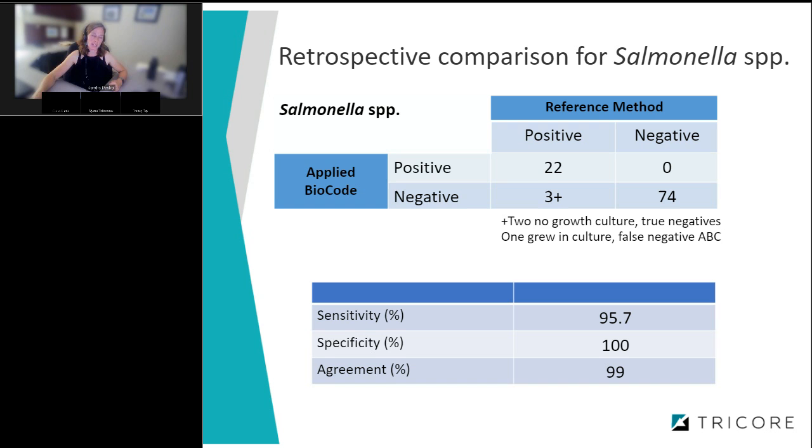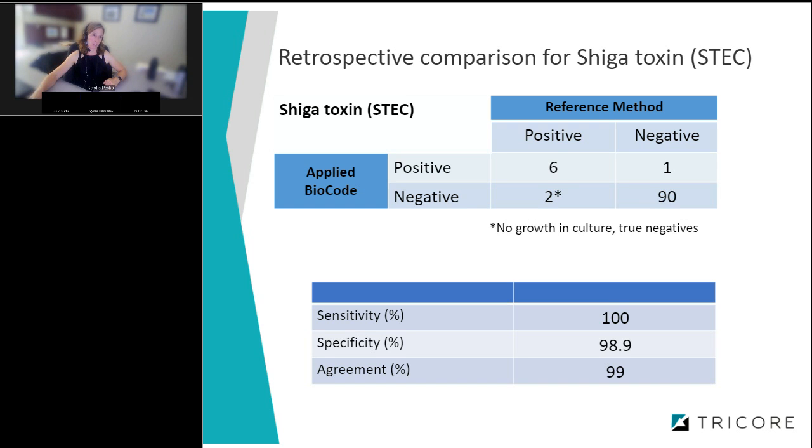There were 3 that tested negative on Applied BioCode and positive on BD Max. 2 of these had no growth in culture, and we determined them to be true negatives based on that. And 1 grew in culture, so it was a false negative by Applied BioCode. Overall sensitivity for Salmonella is estimated at 95.7%, specificity at 100%, and agreement at 99%.